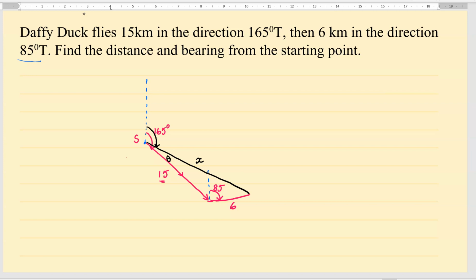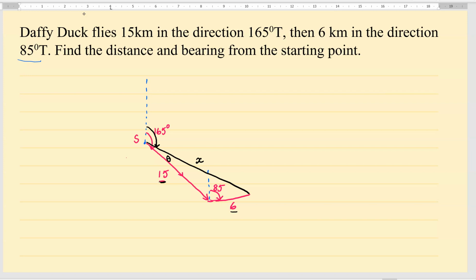So we can see we've got these two lengths here, the 6 and the 15, but unfortunately I don't have this whole angle in the middle, because if I did, I could use the cosine rule, right? Because I've got two lengths, angle in the middle, that's cosine rule. So how can I find this angle here? I can do it without using trig.